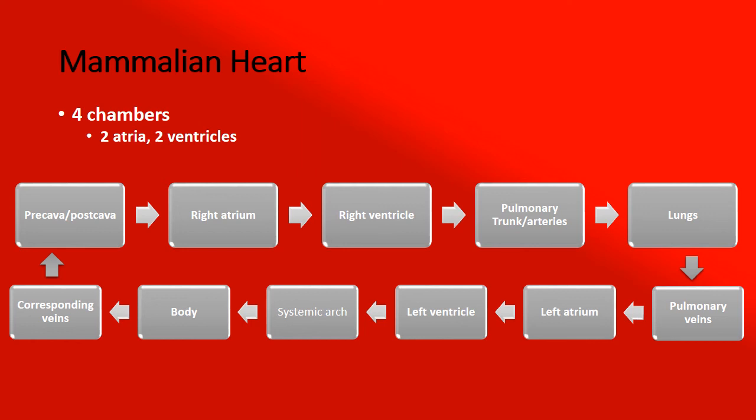So once again, the blood is being pumped throughout the entire body. And then the corresponding veins of those different organs, like the gastric vein, which corresponds with the gastric artery, those veins are going to bring blood back to the heart via the pre-cava and the post-cava, and the cycle goes again. You need to understand the flow of blood through the shark heart, amphibian heart, and the mammal heart in detail, okay?